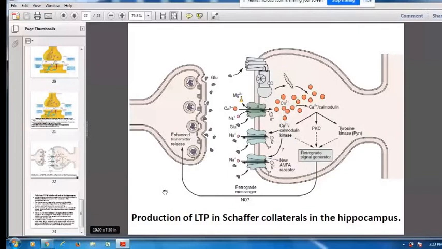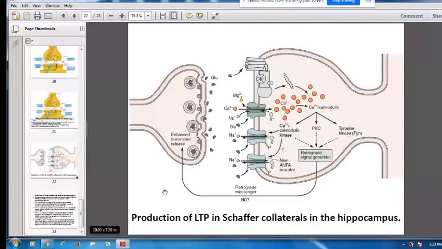When sodium influx occurs, a slight depolarization of 20 to 30 millivolts occurs. This depolarization moves away the magnesium block that is normally present in the NMDA receptor. So with the help of the depolarization from the AMPA receptor, the magnesium lock present in the NMDA receptor moves away and it becomes open. Now calcium ion enters inside.